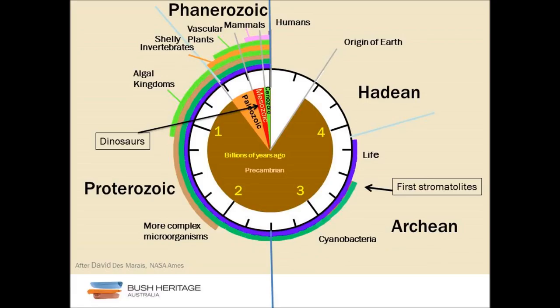Now imagine 80% of that period is dominated by microbial life. That is stromatolites. So you've got all of this Earth's history that is nothing in the rock record but stromatolites. And if you look at this little red wedge right in here, that's dinosaurs' existence, right, in the Mesozoic.